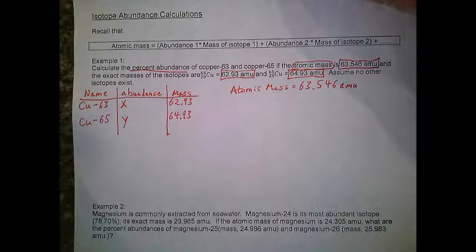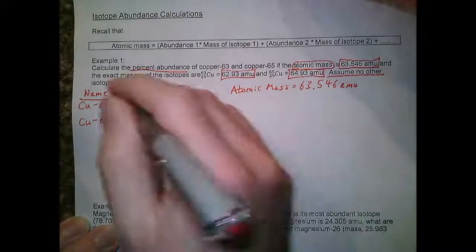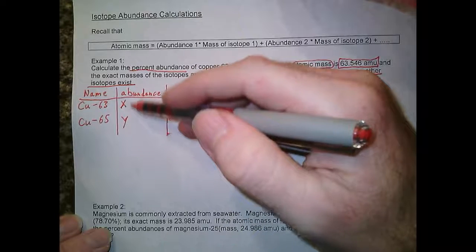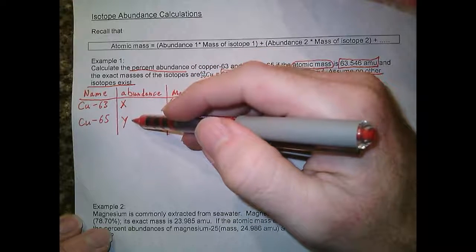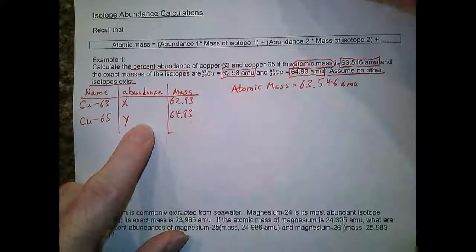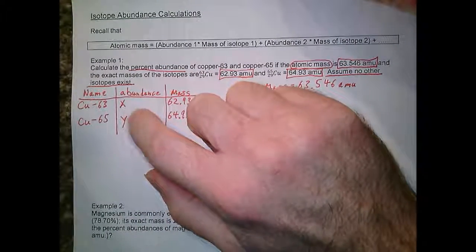Now, if there's only two isotopes, and that's what it says right here, we're going to assume there's no other isotope. That means all of the copper in the world is one of these two isotopes. So if we're talking about percents, this percent plus this percent would add up to 100%. Since we're talking about abundance, which is turning a percent into a decimal, 100% written as a decimal is not 100, it's 1. This is useful because now I know X plus Y equals 1.